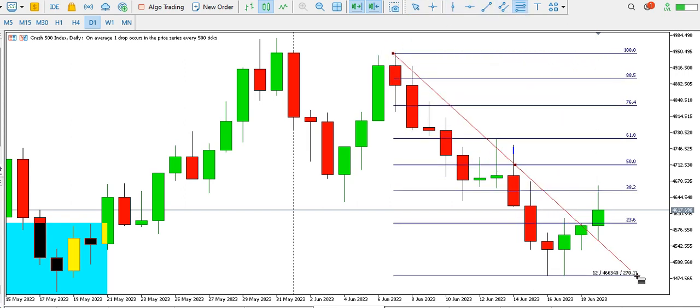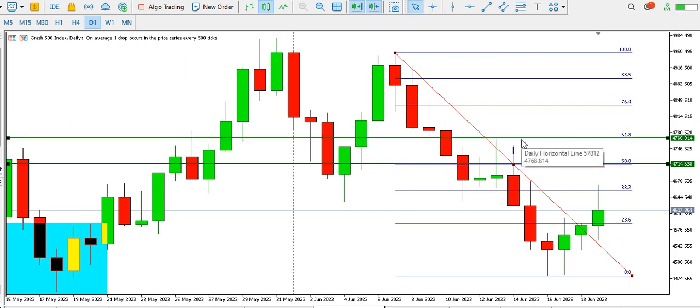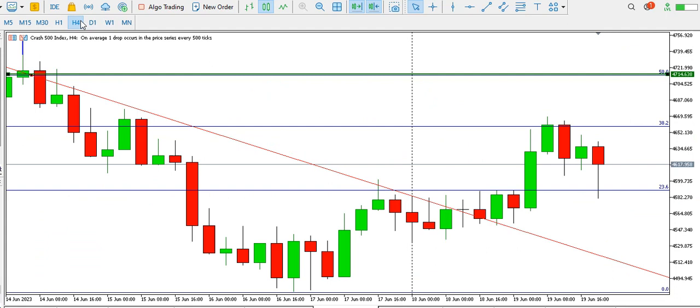Plotting the Fibonacci retracement tool, price has already hit the 38.2% Fibonacci level. You might see price getting as far as this 50% Fibonacci level, which is at 4714 level, or price might rise up to the 61.8% Fibonacci level, which is at 4768 level. That's that for Crash 500 index on the daily time frame.